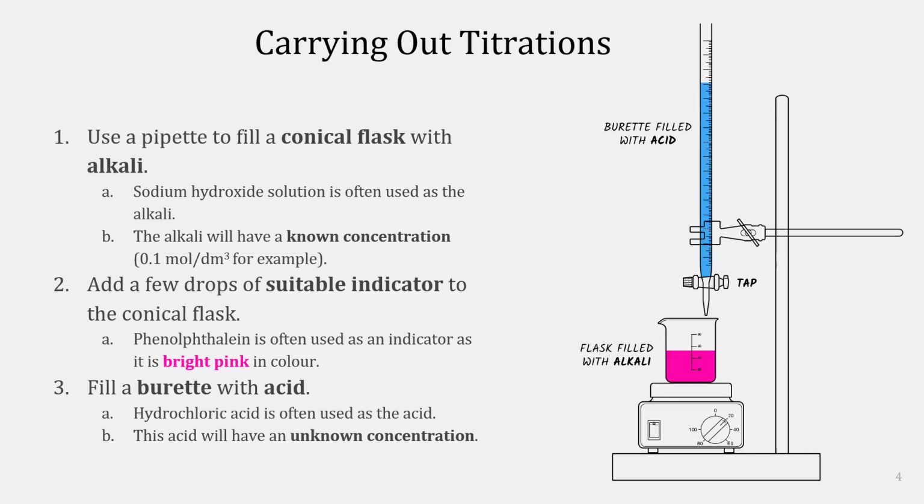Now, look at the screen. No need to copy anything. Can you recall how we do titration? We use the pipette to fill the conical flask with alkali, and then we add a few drops of the indicator to the conical flask. It'll be colorless at this stage because it's an alkali, right? After you add the... no, in acid it's colorless, and in alkali it's colored, right?